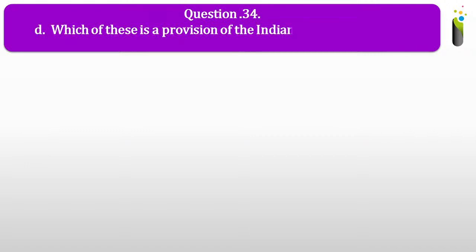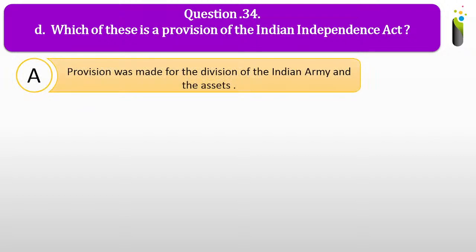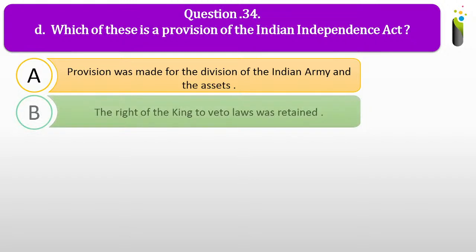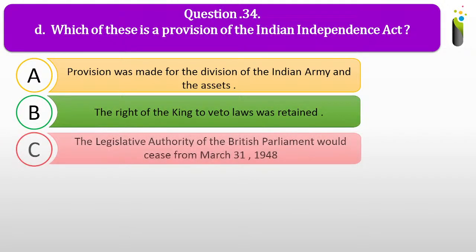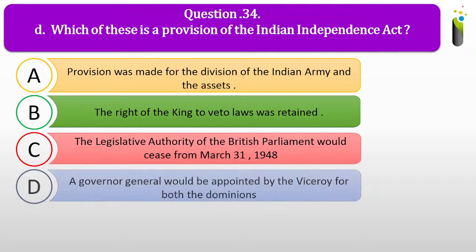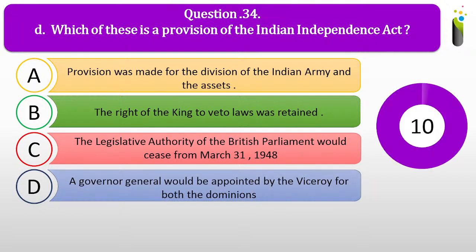Question number 34D. Which of these is a provision of the Indian Independence Act? A. Provision was made for the division of the Indian Army and the assets. B. The right of the king to veto laws was retained. C. The legislative authority of the British Parliament would cease from March 31, 1948. D. A Governor General would be appointed by the Viceroy for both the dominions.